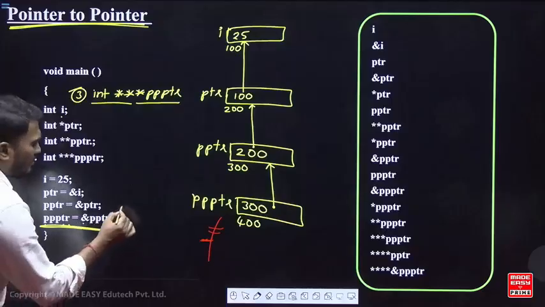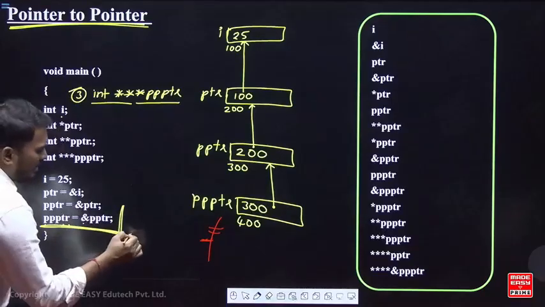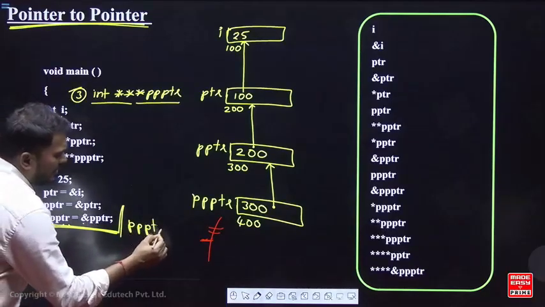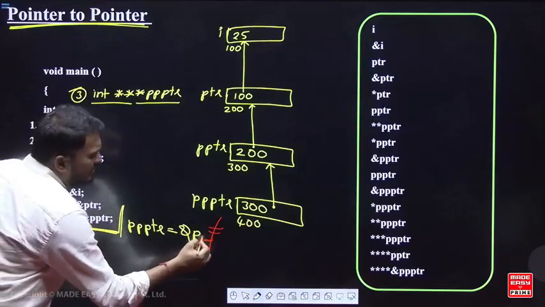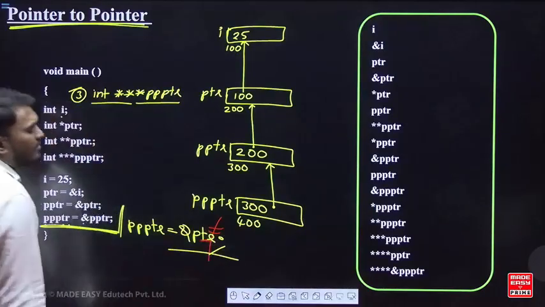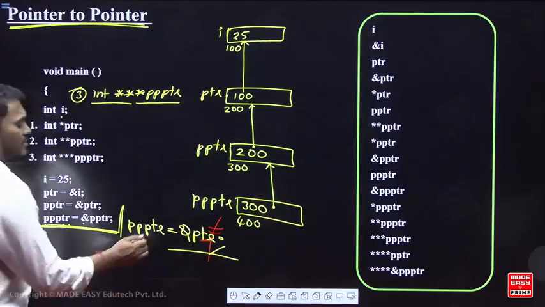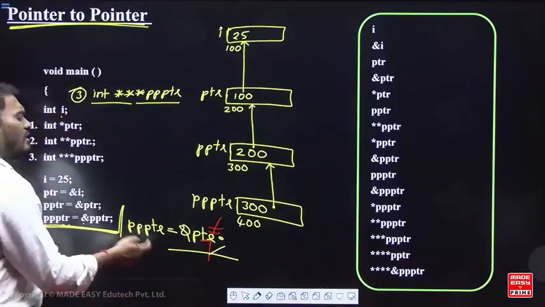Now third line, I am changing here. In the triple pointer I am storing the address of PTR. If I write like this, allowed or not allowed? If I store like this, that will give you an error.